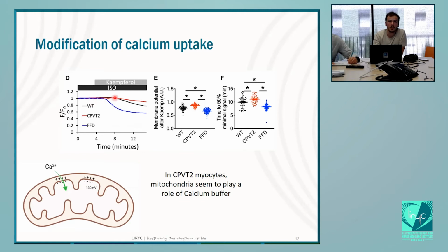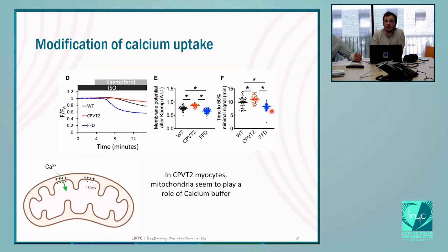And at the opposite, in wild type and in CPVT2, the membrane potential of the mitochondria is maintained at this potential, which can facilitate calcium to enter in the mitochondria. And here you have the membrane potential after camphorol treatment. And you can see that in CPVT2 it is maintained or just a bit bigger, and the time to 50% of the minimal signal is faster in the FFD.